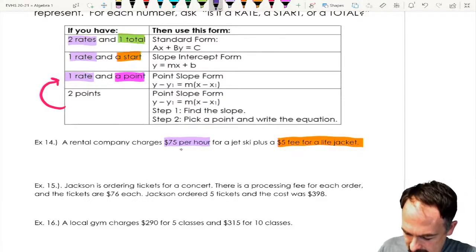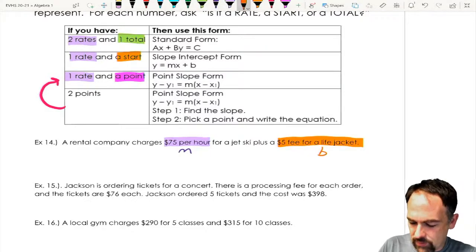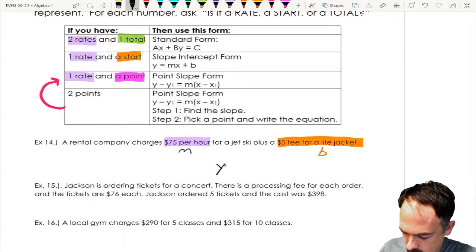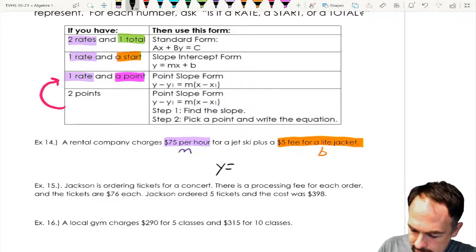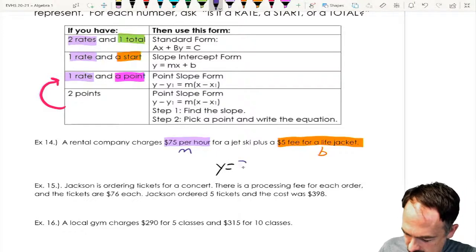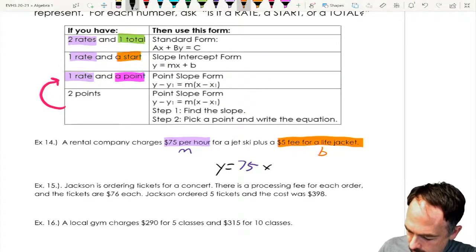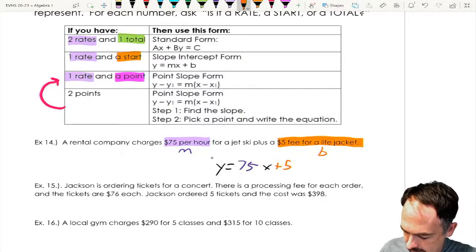So it looks like this is my slope, and this is my y-intercept. So let's go ahead and write that in slope-intercept form. Y equals 75x plus 5.